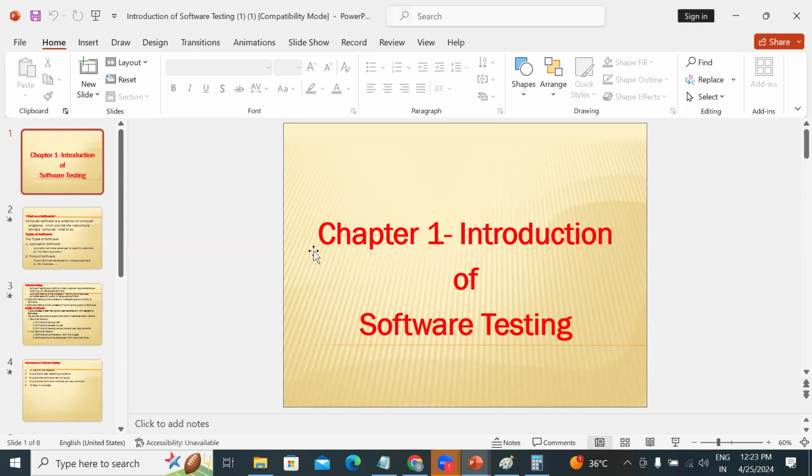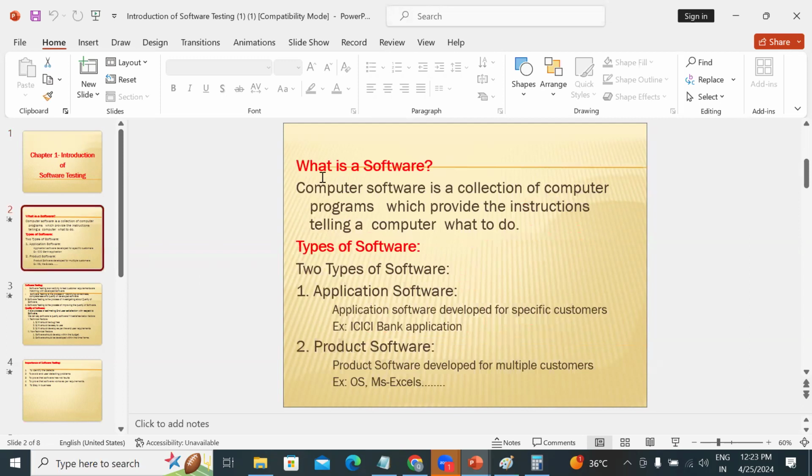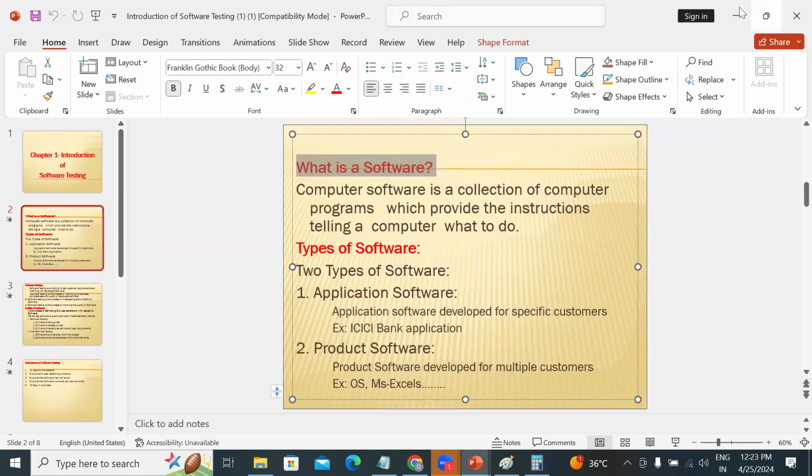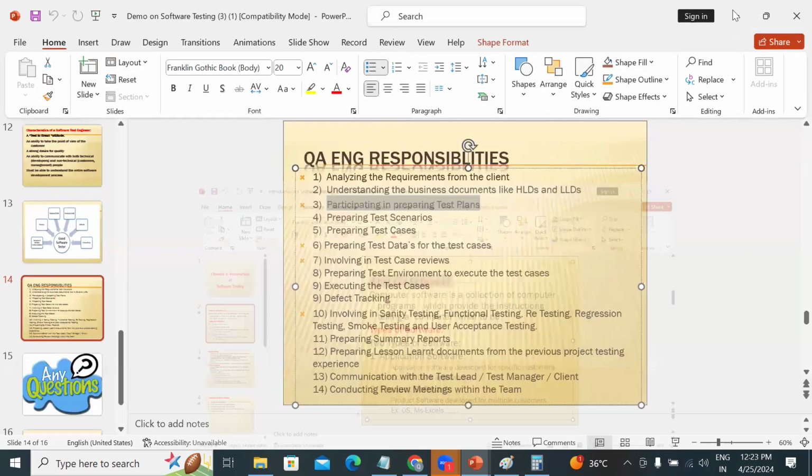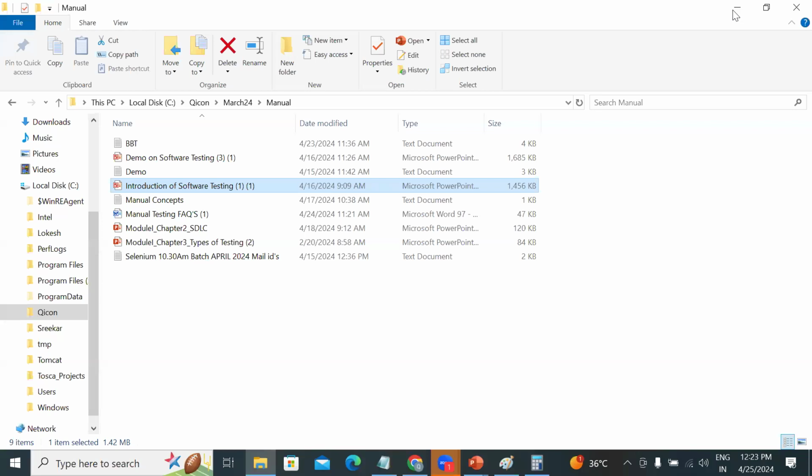Right. Introduction of software testing, okay? So before learning introduction of software testing, what is software? Any idea? What is software? Software is a collection of computer programs which are used to perform any specific task.